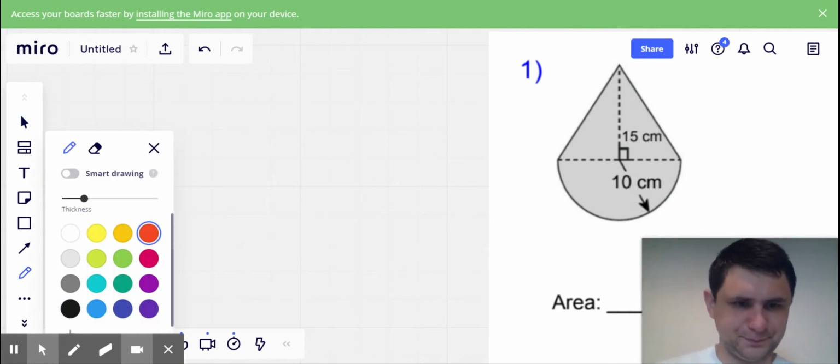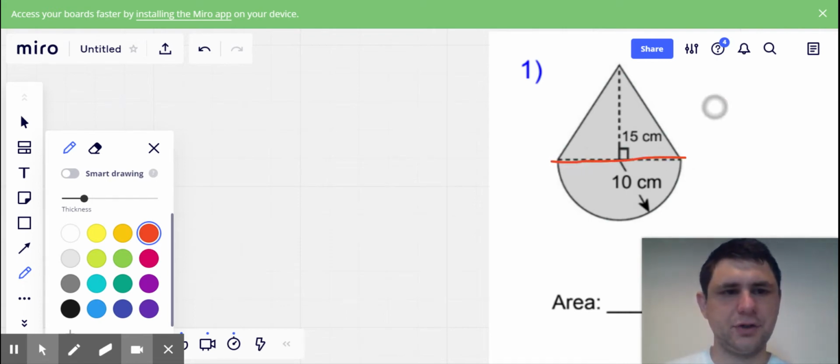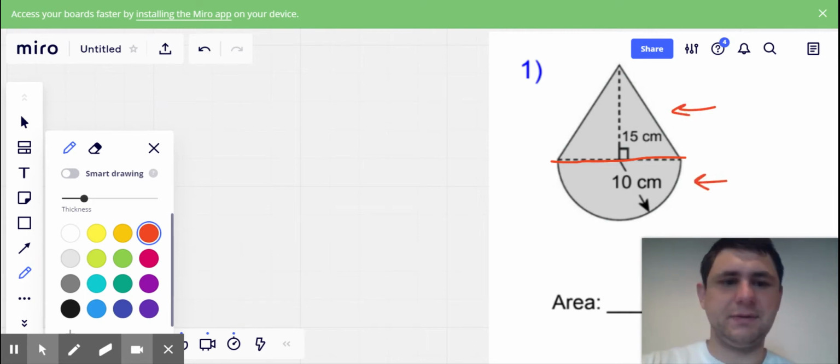Okay, so I'm going to start with splitting up the shape, which I can split right on there. Okay, so I've got the triangle up here, and I've got the semicircle down here. So I'm going to start by finding the area of the semicircle.